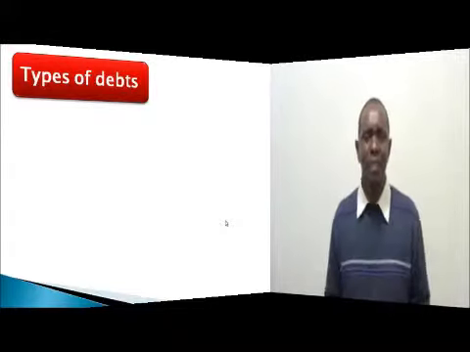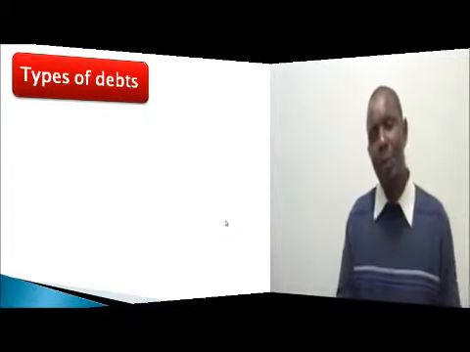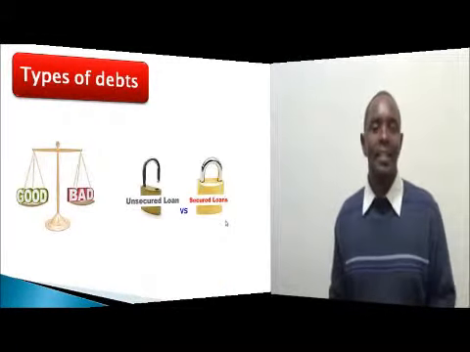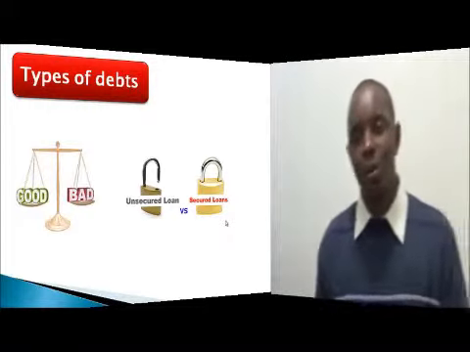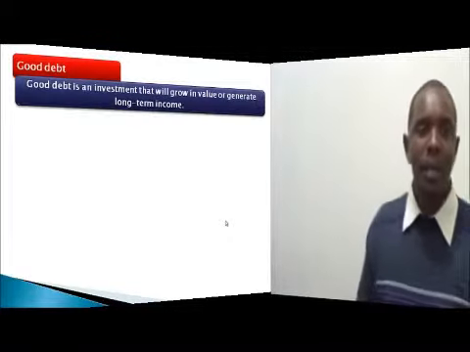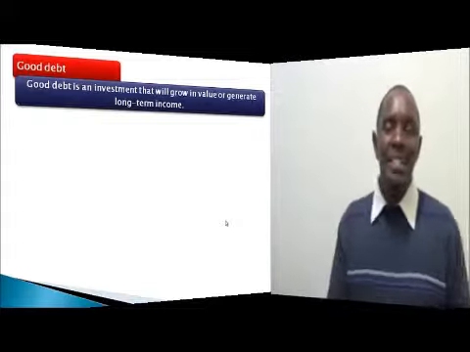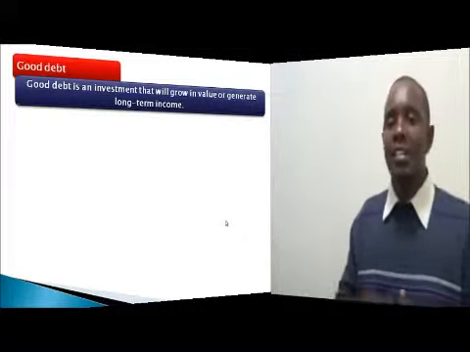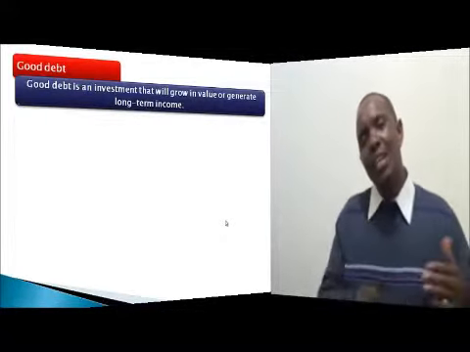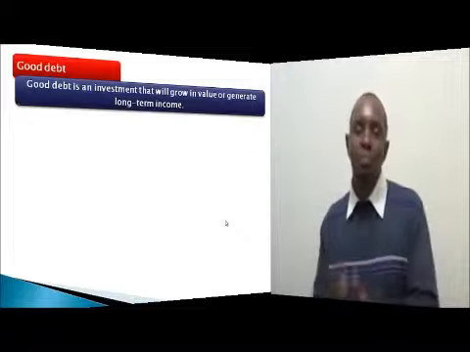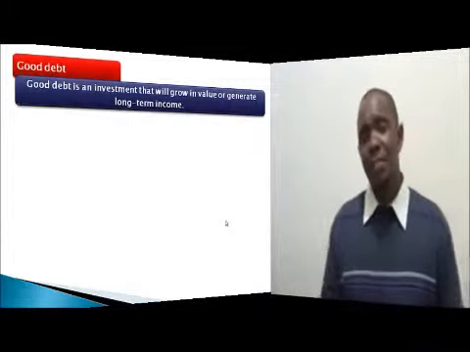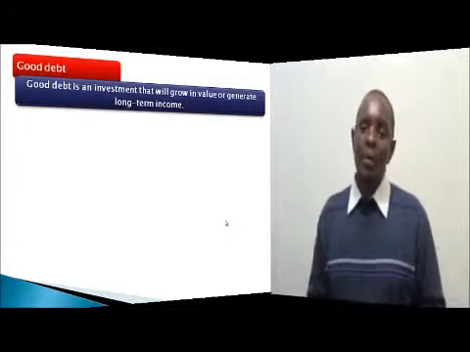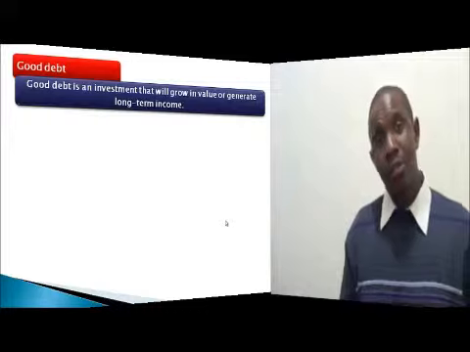Let's look at the types of debt. We're looking at two basic categories. One is good and bad debts, and the other is secured and unsecured debts or loans. Let's look at a good debt. A good debt is an investment that will grow in value or generate long-term income. If you take a loan from a bank and you put up an investment, remember, an investment generates income in your absence. That's an investment.